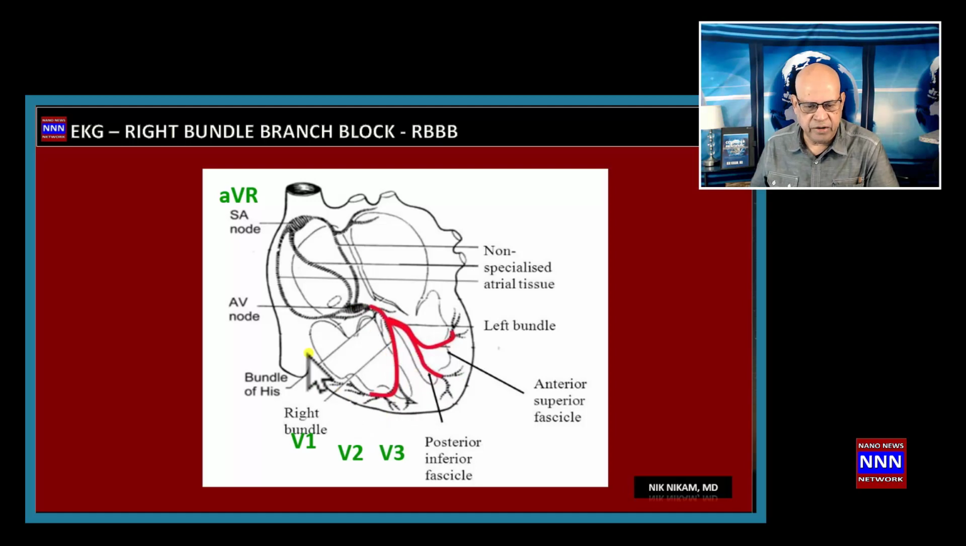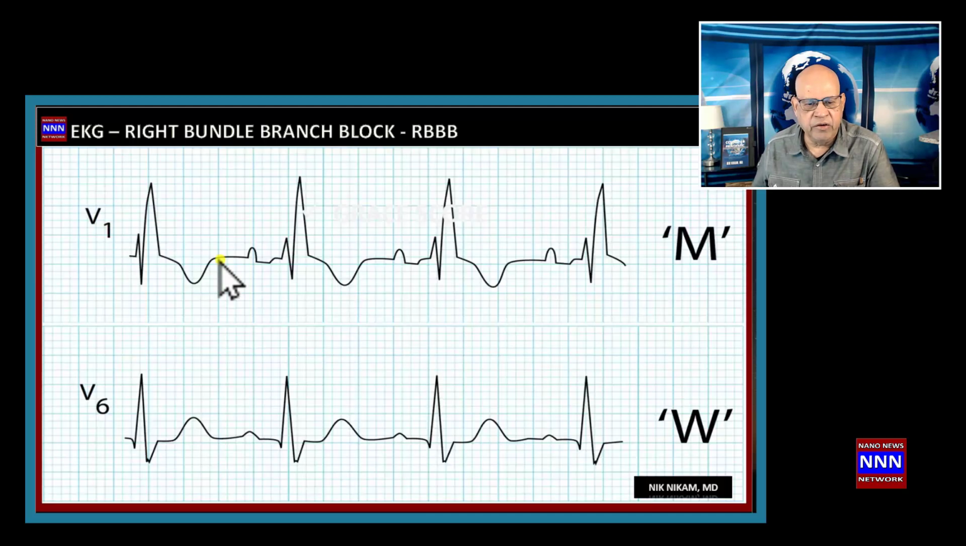Since this is supplying the right ventricle, the changes we're going to see will be in leads V1, V2, V3, and of course aVR. So let us switch gears and look at the classical changes that we see in patients with right bundle branch block. If you look at V1, the classic changes we are going to see will be an rSR prime with the downsloping ST segment and an inverted T wave. Usually you have a tiny R wave, then a deep S wave, flat ST segment, and an inverted T wave.